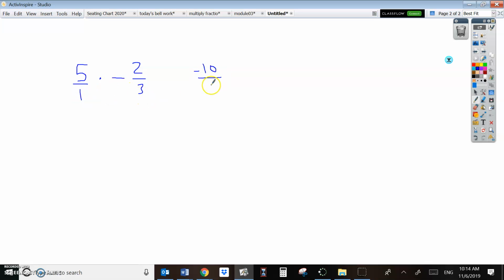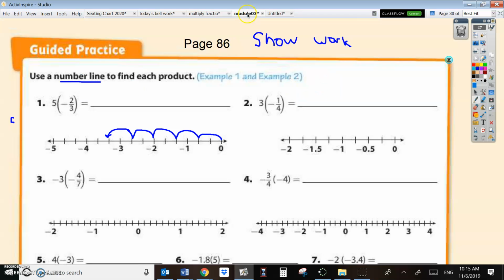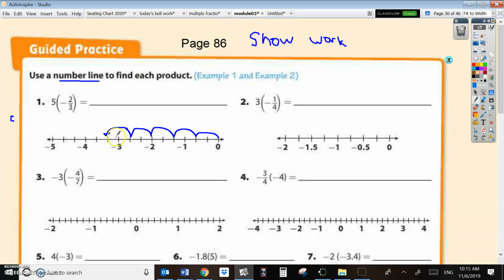1 times 3 is 3. 10 over 3. 10 divided by 3, that's going to be 3 times 3 is 9. Subtract, we get 1, so 3 and 1/3, but it's going to be negative. Is that what we have right here? Yeah, negative 3 and 1/3.